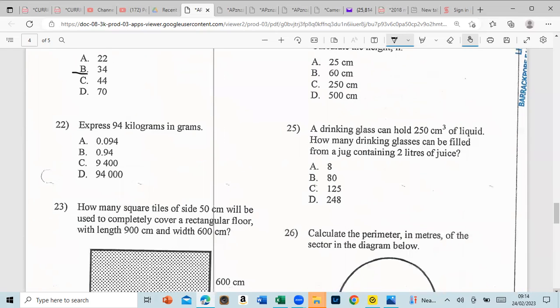Express 94 kilograms in grams. Now it takes 1,000 grams to make 1 kilogram, or we can say 1 kilogram equals 1,000 grams. So therefore, 94 kilograms would be 94 times 1,000, which gives us 94,000. Because for every 1 kilogram, you're gonna get 1,000. So it's a very nice question.